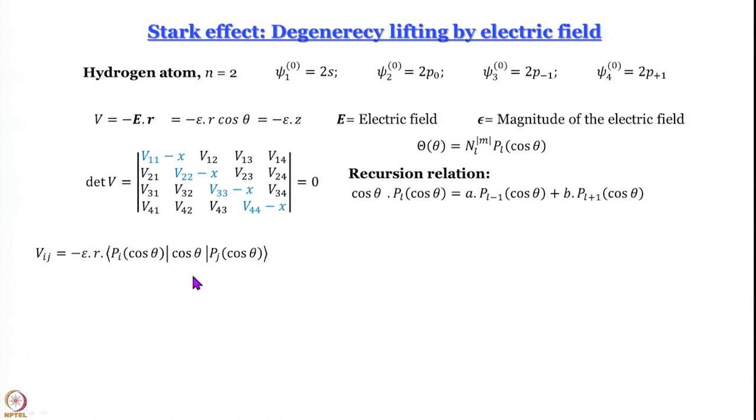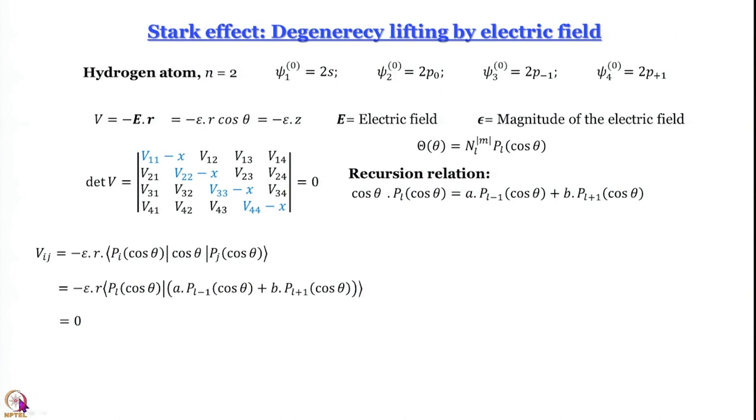Here we have our good friend cos theta multiplied by Pj of cos theta. So, of course, you can expand using this recursion relation and you get minus epsilon r. I hope I have not missed brackets here. Minus epsilon r, no, there is no question. Integral, I can write PL of cos theta multiplied by A into PL minus 1 of cos theta plus B into PL plus 1 of cos theta. Okay, so, naturally we get 2 terms and this gives me 0, right.